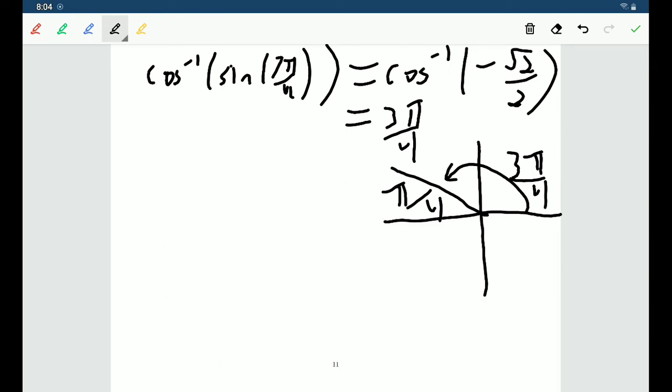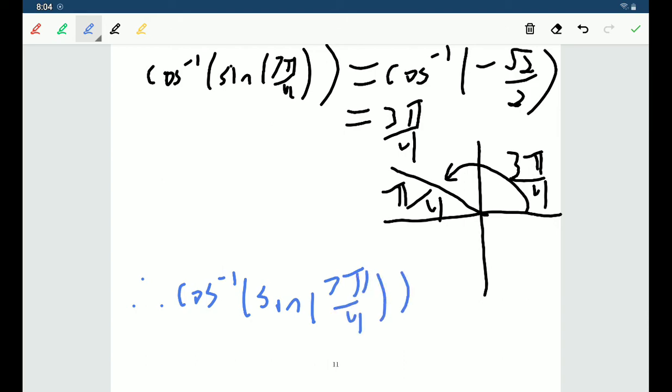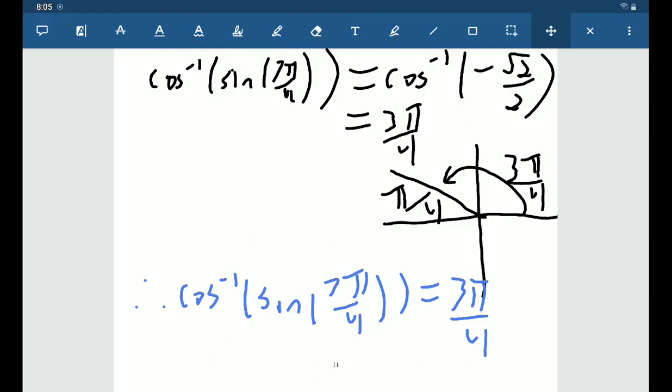So that means we can now say final conclusion. Therefore, cosine inverse of sine of 7 pi over 4 is 3 pi over 4. Lovely.